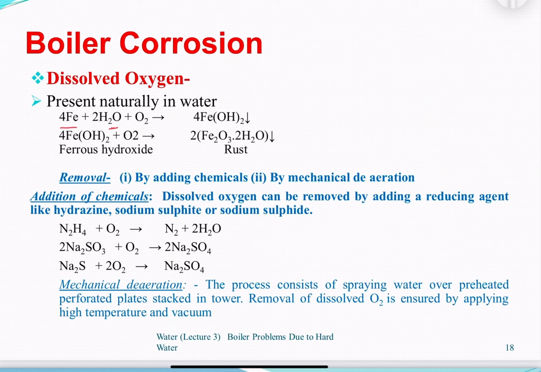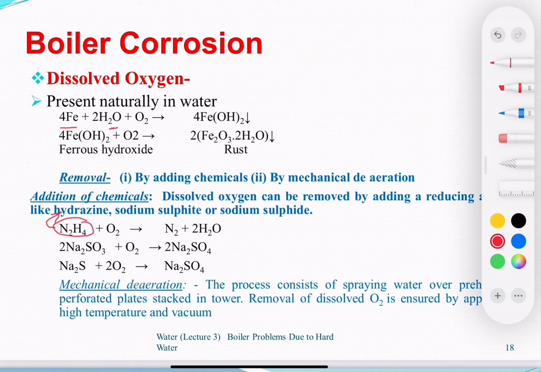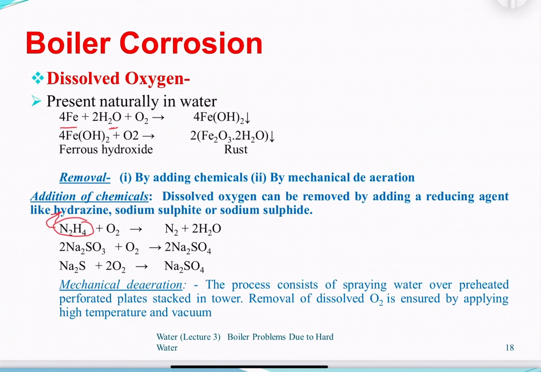So that can be done in two ways. First is by adding chemicals, like you add hydrazine. So when you add hydrazine, it will combine with oxygen to form nitrogen and water. This is actually the best method to remove oxygen, because both nitrogen and water are harmless and cause no problem.